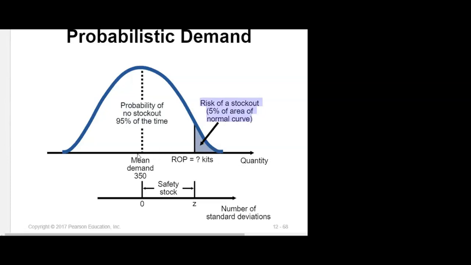So that distance, I mean, the average is the ROP. That distance, how many standard deviations, is your safety stock. So how many more do you need? And that's, in fact, your Z value. So you will find your Z value multiplied by the standard deviation. That will tell you how many additional stock you need as a safety stock, so that you have a maximum risk of 5% stocking out.